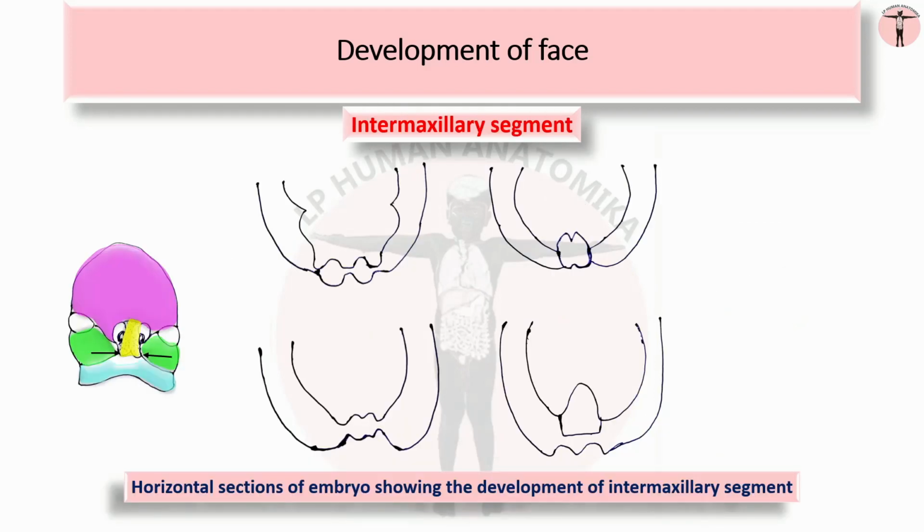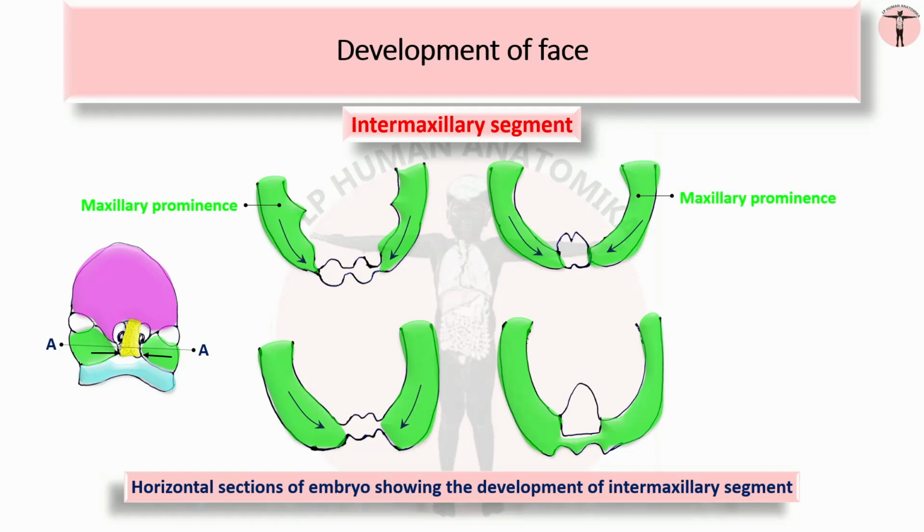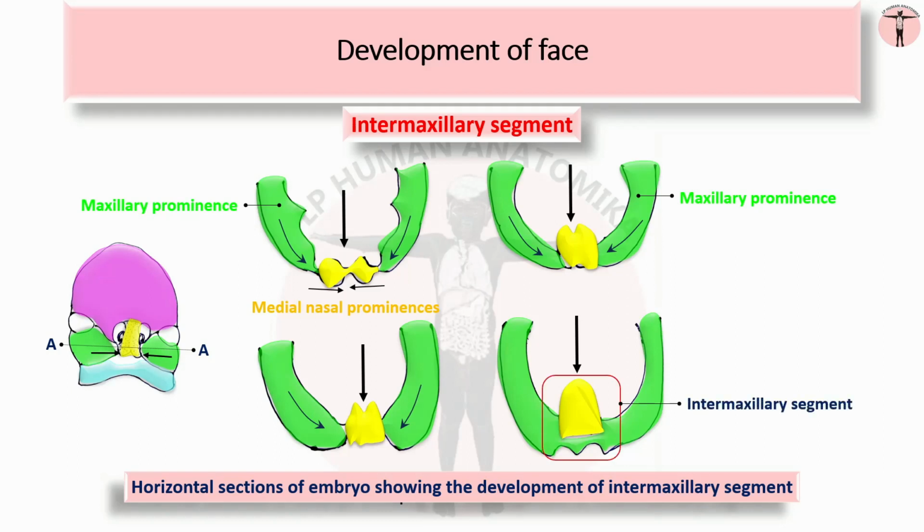The horizontal sections shown in these diagrams are taken at the level of A, shown in the embryo, to get the orientation of the development of the intermaxillary segment. As the maxillary prominences grow and enlarge medially, the two medial nasal prominences merge not only at the surface but also at a deeper level, projecting into the roof of the developing oral cavity. The structure formed by the two merged medial prominences forms the intermaxillary segment.